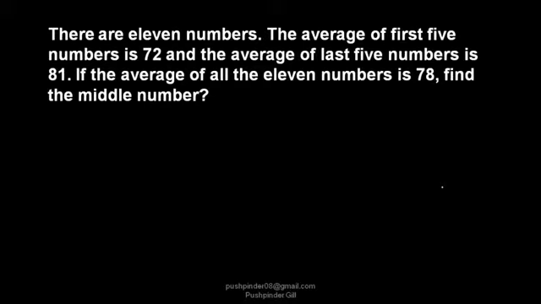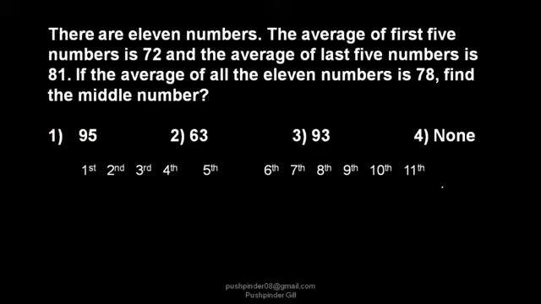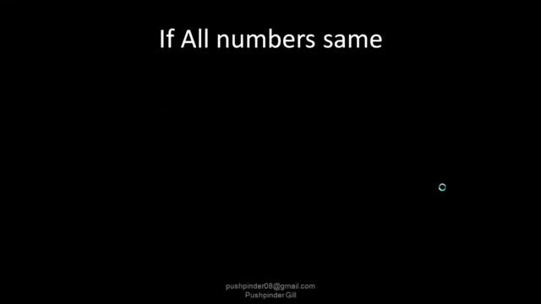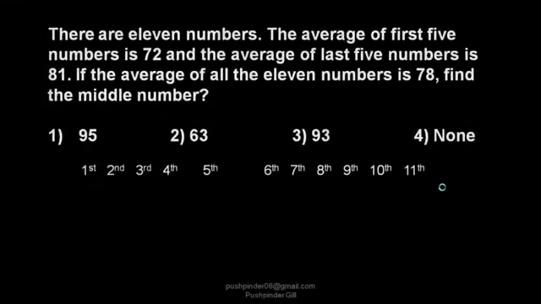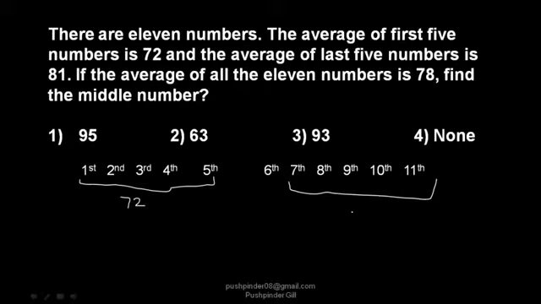So I'm going to list down the 11 numbers right here. Now as you know, the average of the first 5 is given to you and the average of the last 5 is given to you. So the average of the first 5 numbers is 72. These are the first 5 numbers, 1 2 3 4 5, and their average is 72. And the average of the last 5 numbers is 81. So what are the last 5 numbers? These are the last 5 numbers and their average is 81.